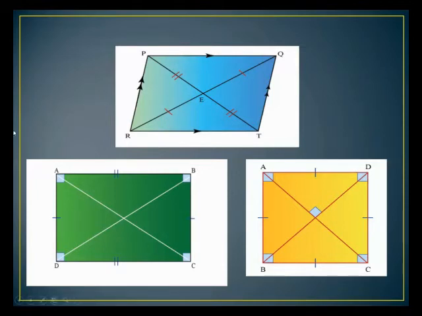As you can see, besides these four properties of a parallelogram, a rectangle itself also has some properties. So what are the specific properties for the rectangle? All the angles of a rectangle are 90 degrees. As you can see, angle A, angle D, C, B, they are all 90 degrees.